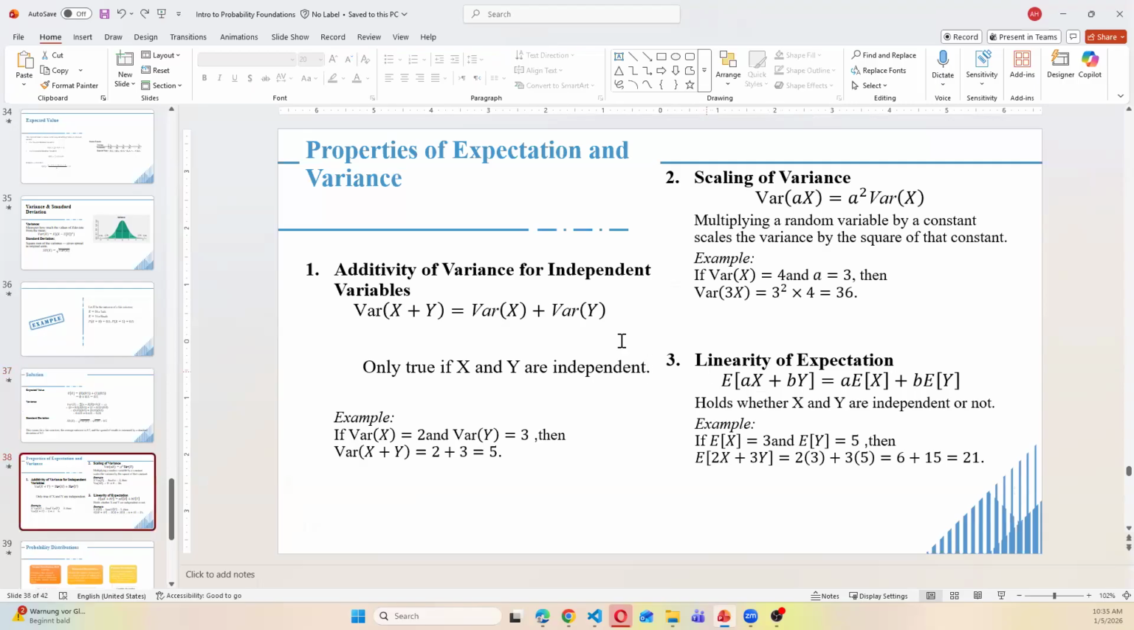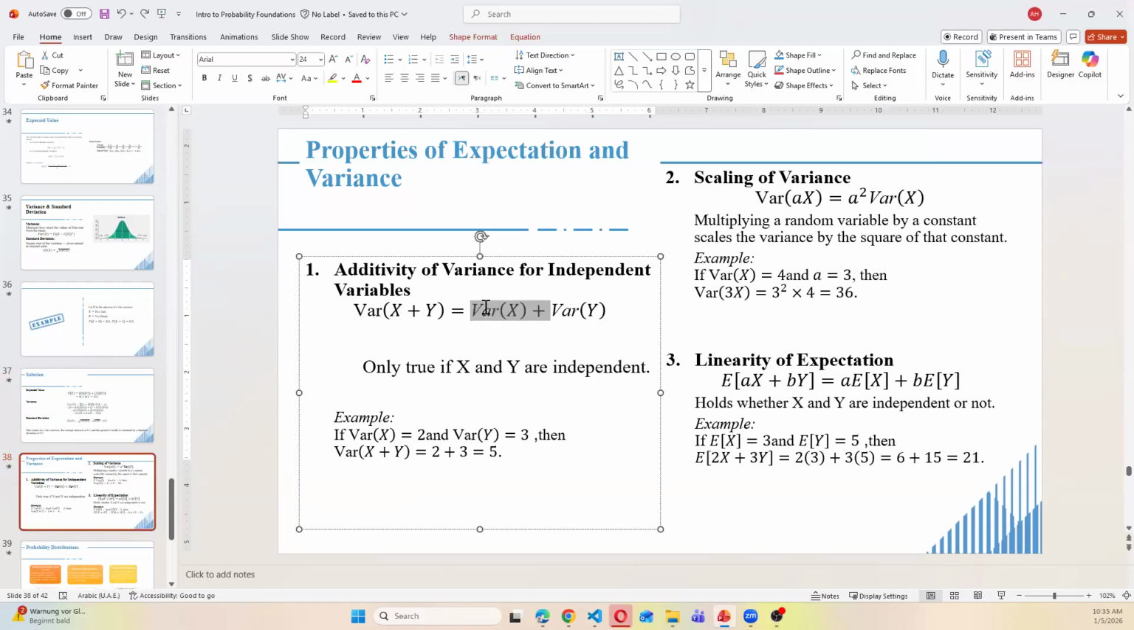You can go through these properties of expectation and variance by yourself. You can add variances together: the variance of x plus the variance of y. You can do it separately, find the variance of x, then the variance of y, and add them, but only if x and y are independent. For example, if the variance of x is 2 and the variance of y is 3, then 2 plus 3 is equal to 5. So you can find the variance of x and y, then add them together.